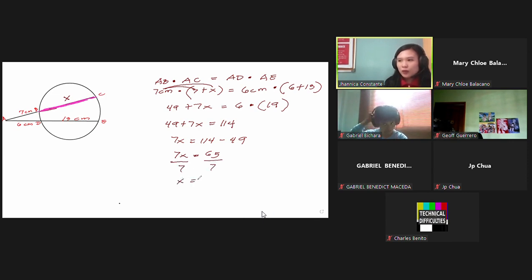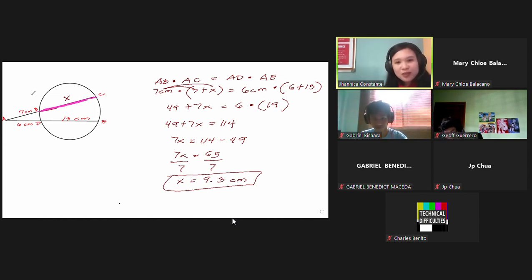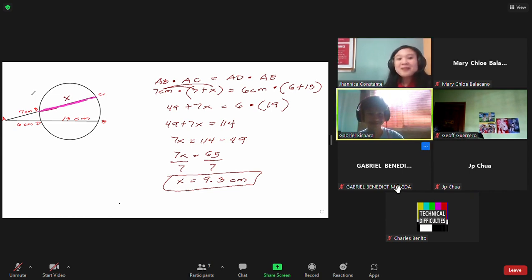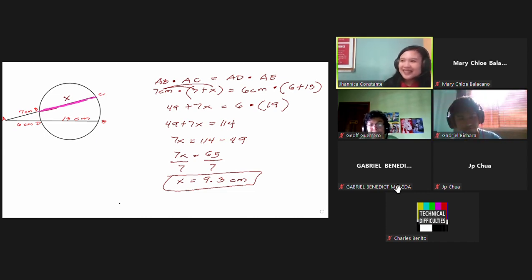So the value or the measurement or the length of segment BC is equal to 9.3 centimeter. So that is the length of the segment BC that we have in our circle. Okay? When it comes to chord and secant, the second theorem that we have, finding the length of the segment. Only two, right? No, we still have many theorems for finding the length of our segment. Okay, so let's proceed with the third theorem that we have.